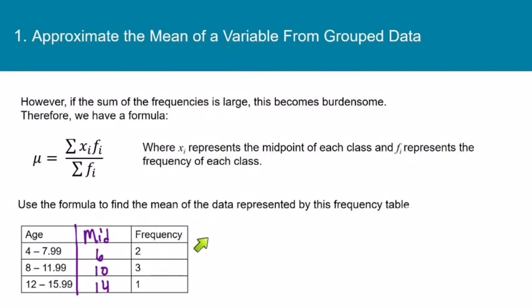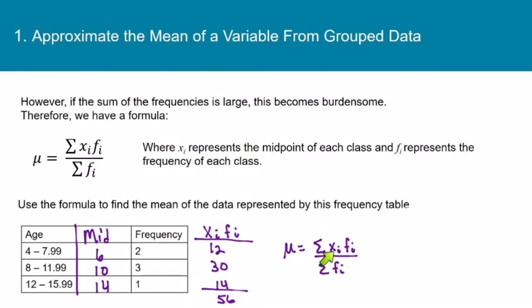So let's make ourselves another little column over here, and I'll call it x sub i times f sub i. So remember, the formula says to sum each of the x sub i times f sub i's. So I need to take the midpoint and the frequency and multiply them together for each class. So 6 times 2 is 12, 10 times 3 is 30, and 14 times 1 is 14. And then the formula says to add those products together. So if we add 12 and 30 and 14, we will see the sum is 56.